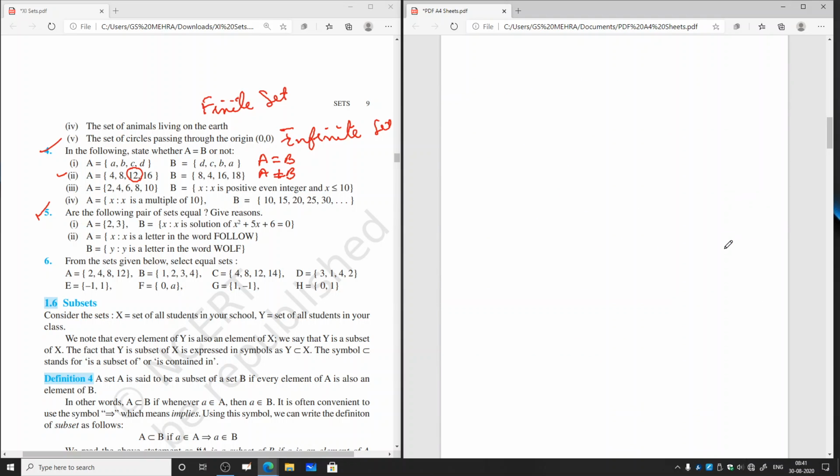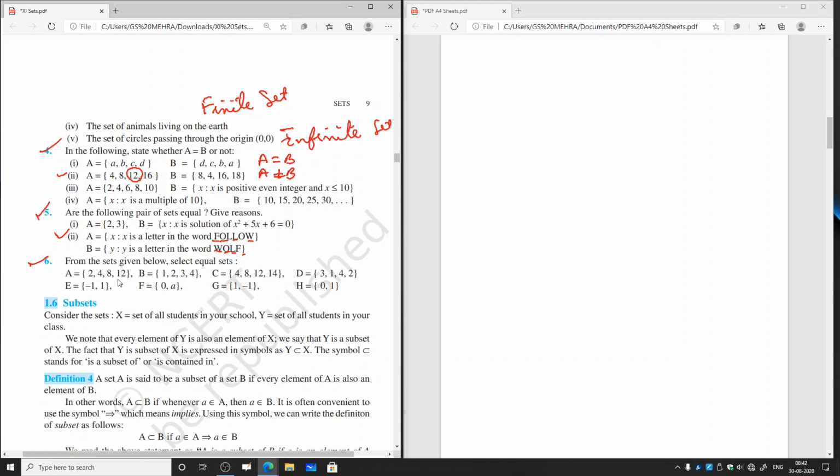Then let us go to the second part. In the second part, A is the collection of all x such that x is a letter in the word FOLLOW. So, the letters will be F, O, L and W. In B, the letters will be W, O, L, F. So, they are the same. That means A and B are equal sets. Then let us go to question number 6. From the sets given, select equal sets.